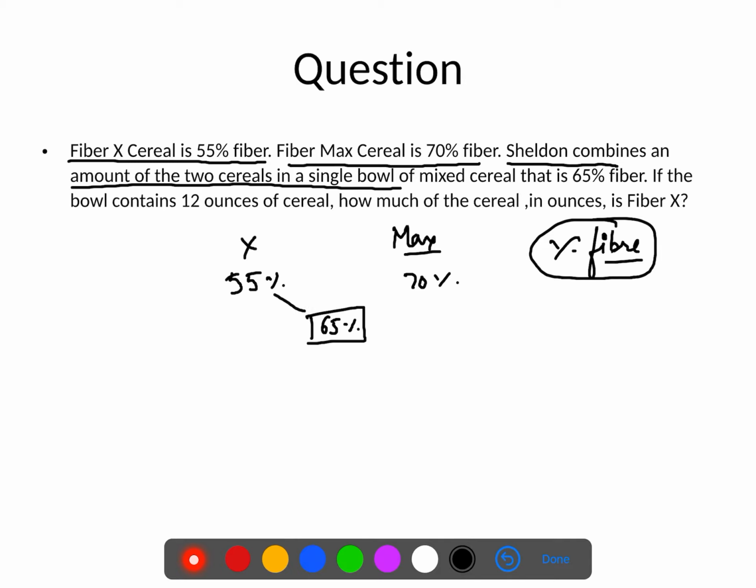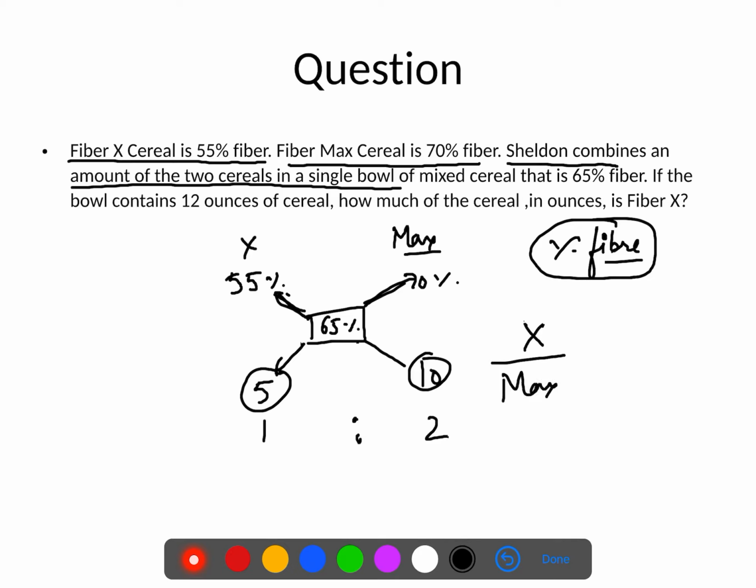So again, take the differences. This difference is 10, 55 and 65. This difference is, so we just need to take the positive differences. Okay, 65 is the bigger value, so 65 minus 55. So 70 minus 65, 5. Okay, we need to take the positive differences. So 5 is to 10 or 1 is to 2. Okay, so the quantity of Fiber X upon the quantity of Fiber Max is in the ratio of 1 is to 2.